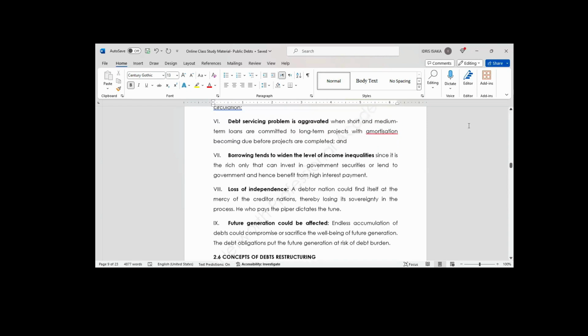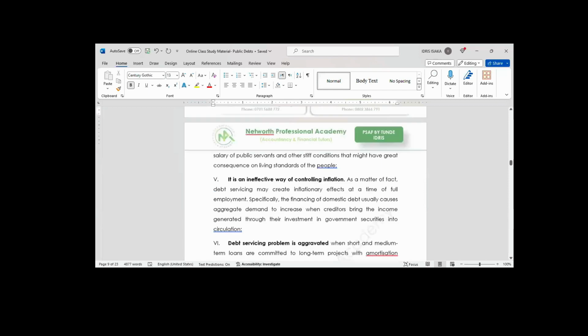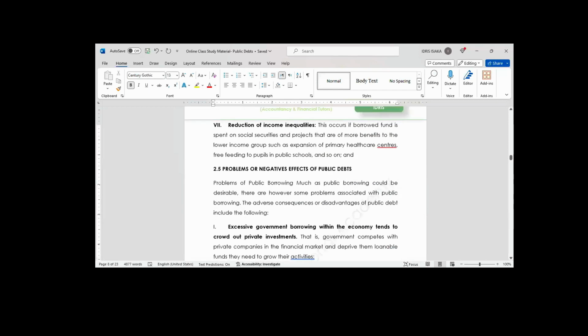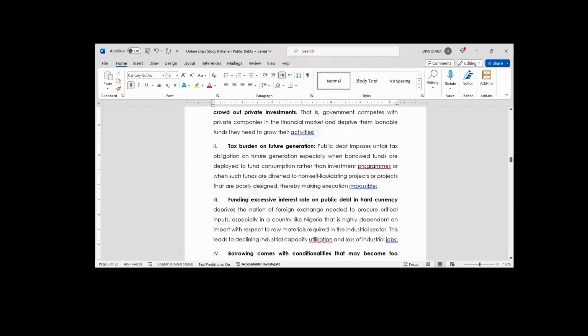challenges of public debt. Public debt tends to widen income inequality. Yes, in another way around, it widens income inequality. So these are all challenges or problems of public debt.